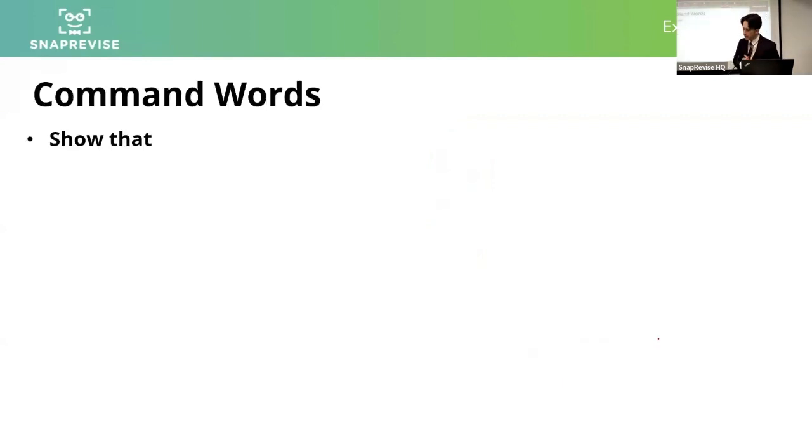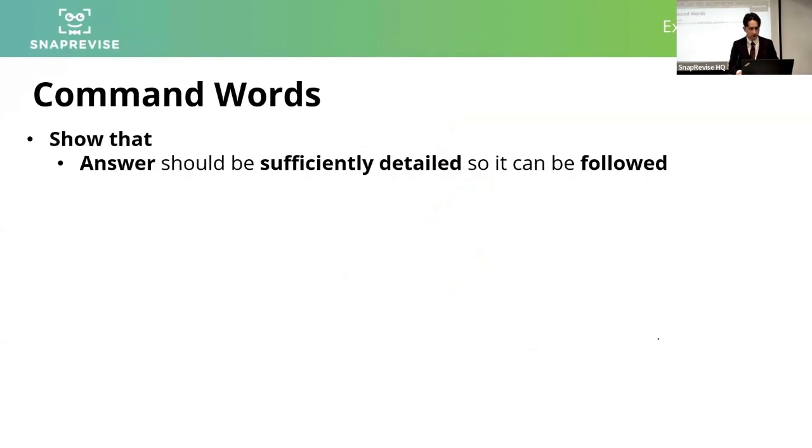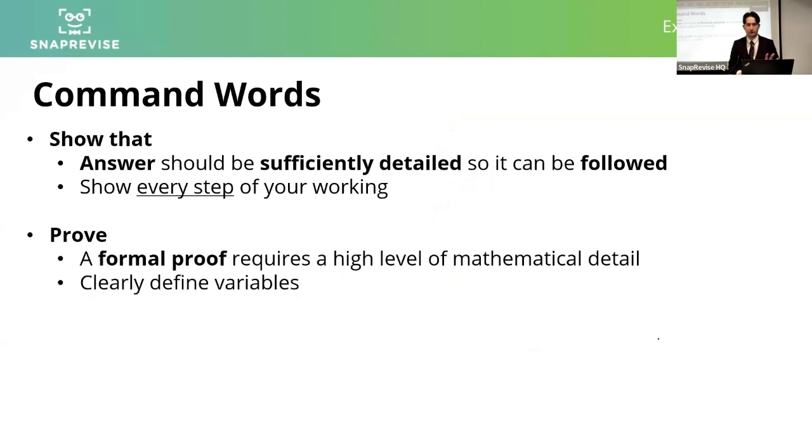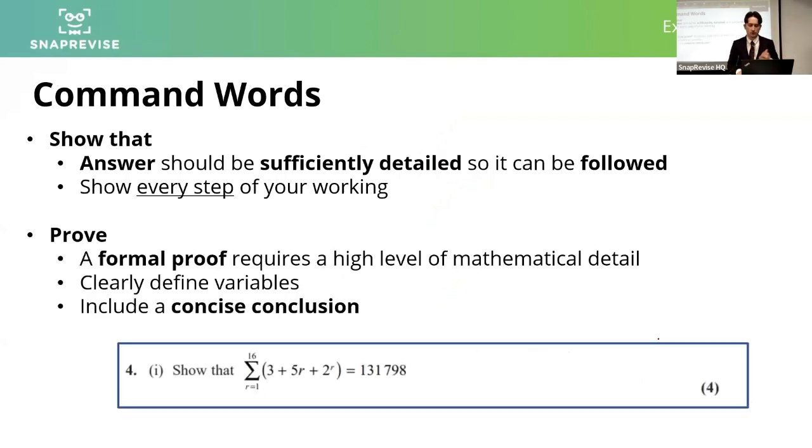Show that. Let's look at this. A show that answer should be sufficiently detailed so that we can follow every step. Same for proof, show that and proof. Remember, the answer is given to you. So it's not about racing towards the answer in as few steps as you can. It's almost about maximizing what you showcase, that you actually know how to get from there to there. The examiner knows the answer. We all know the answer. It's in front of us. This is all about method.